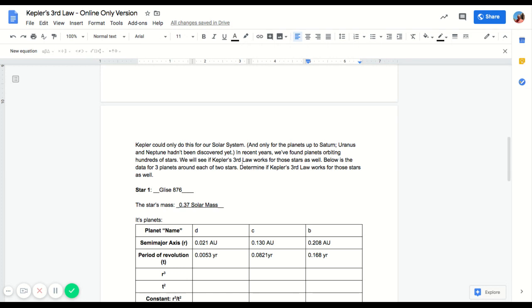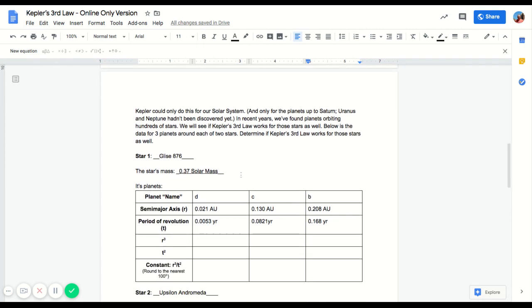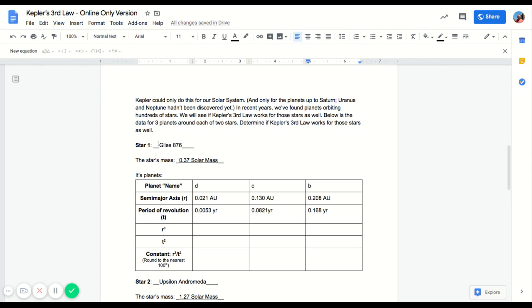Now, we've found lots and lots and lots of planets orbiting lots and lots of other stars, and we're going to see if it works for them. So here's the data for this star, Gliese 876. I have its mass here, okay? And then the names of the planets are just these letters.